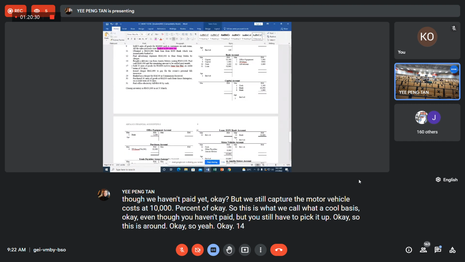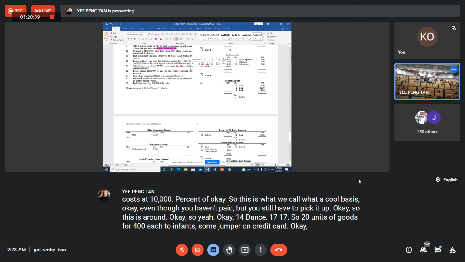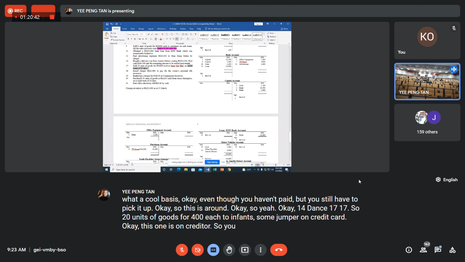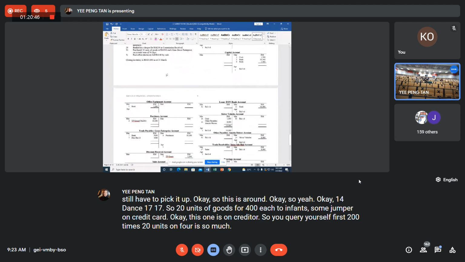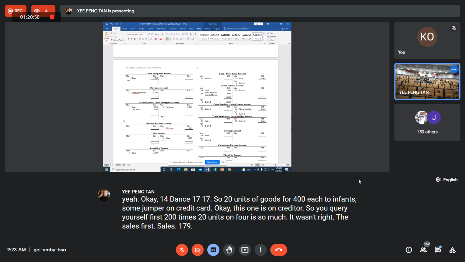14 done. On 17, sold 20 units of goods for 400 each to customers on credit term. So you credit your sales first. 20 units times 400 is how much? 8,000, right? Go to the sales account first. How much is the sales? On 17. So this one is a trade receivable.